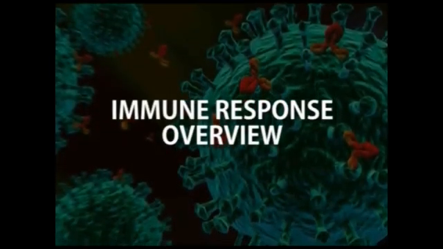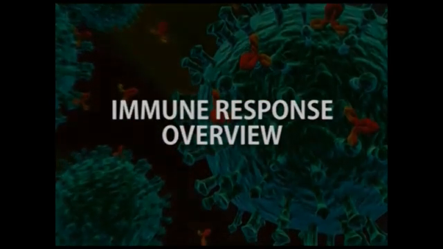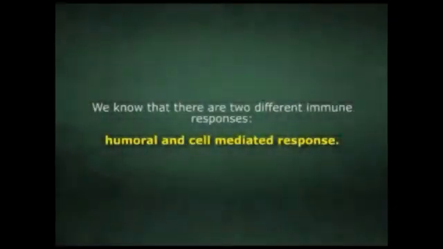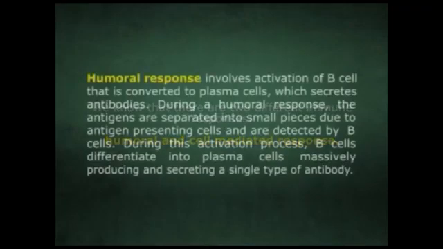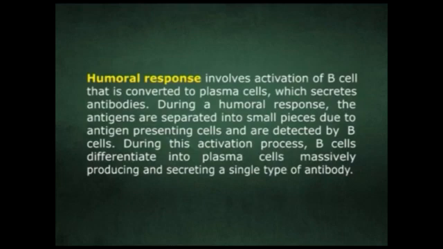Coming to the immune response overview, we know that there are two different immune responses, humoral and cell-mediated response. Humoral response involves the activation of B cells that are converted to plasma cells, which secrete antibodies. During a humoral response, the antigens are separated into small pieces by antigen presenting cells and are detected by B cells.